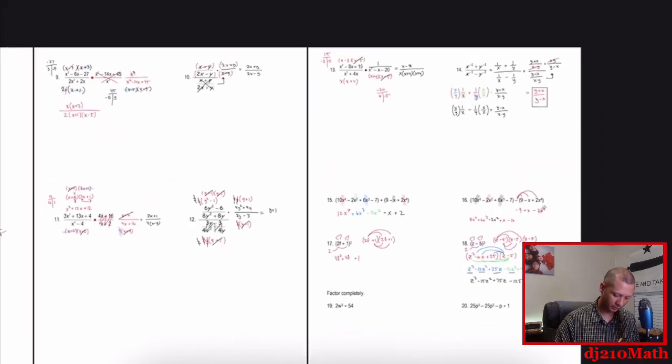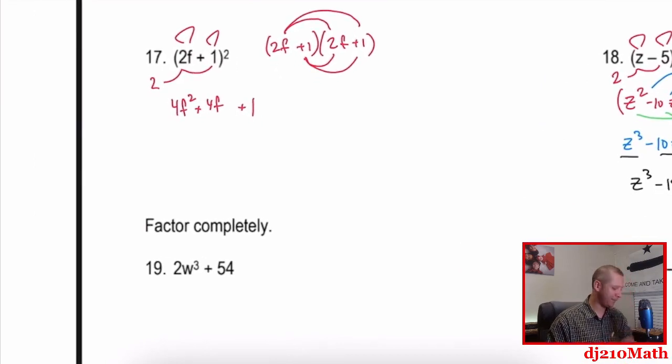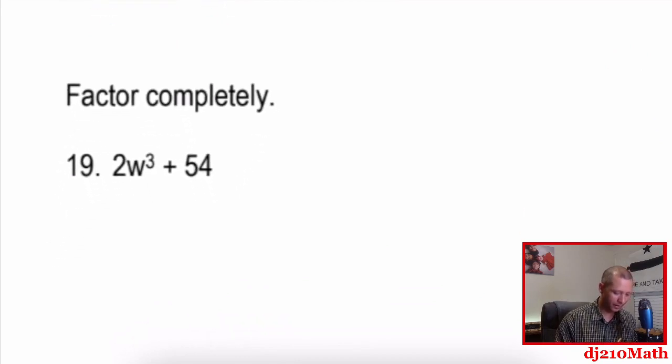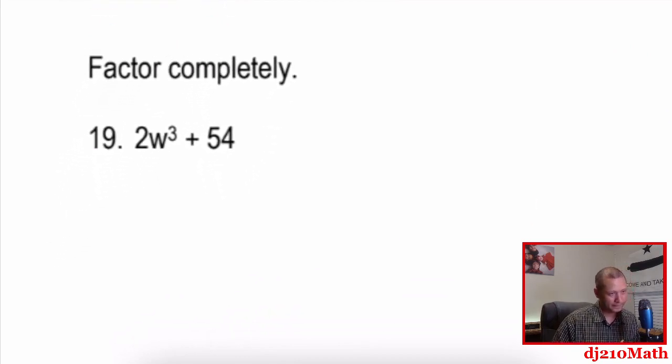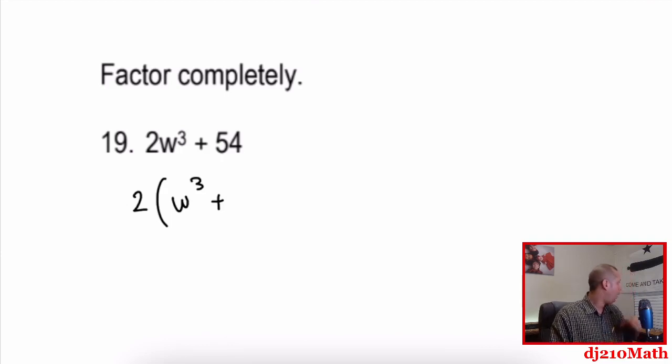What are the instructions? Oh, just factor. All right. So that was expanding it out or simplifying. Here we are factoring completely. Okay, I want to factor out a 2, because they're both even. So 2w cubed plus 54. So 27. Right, 27 times 2 is 54.